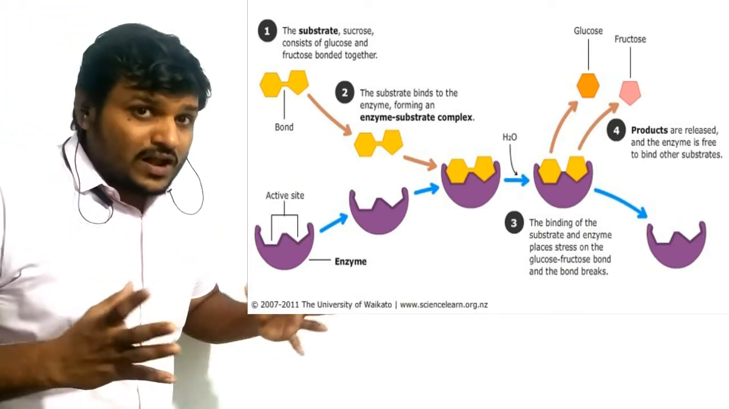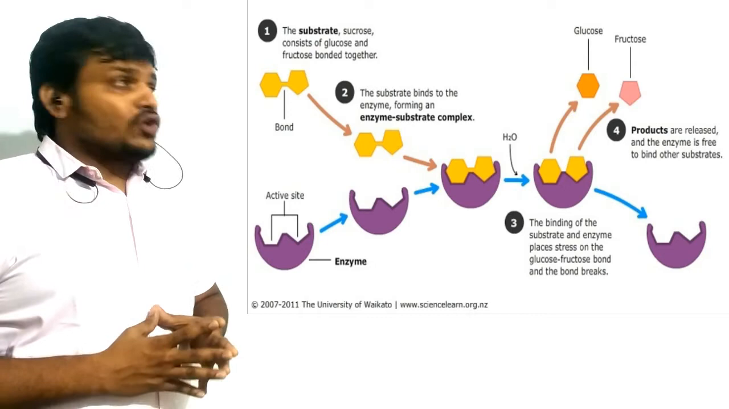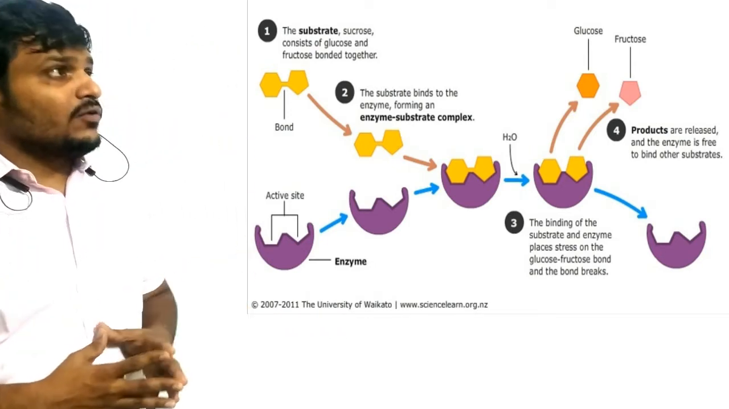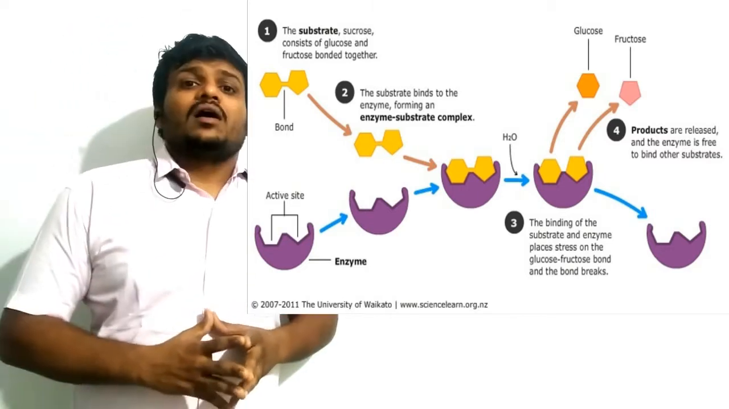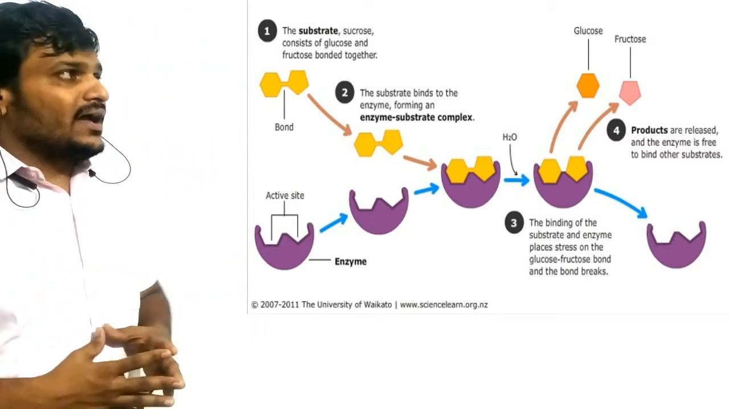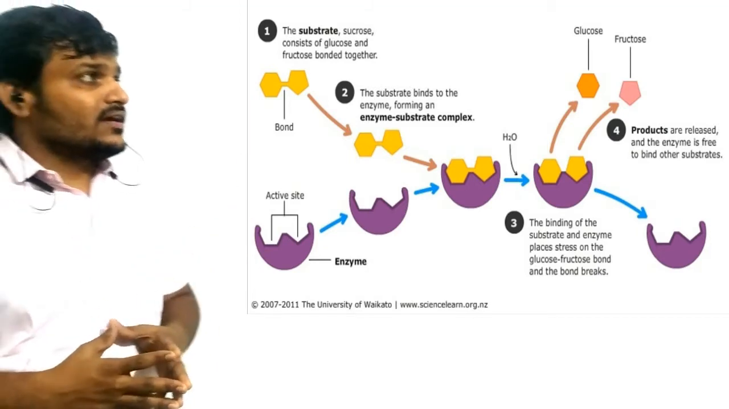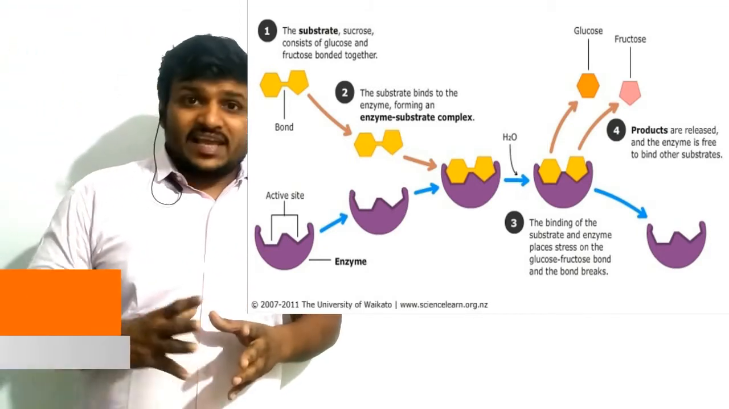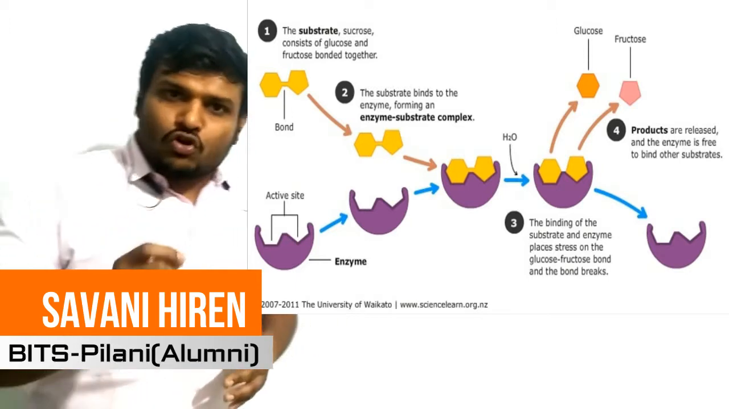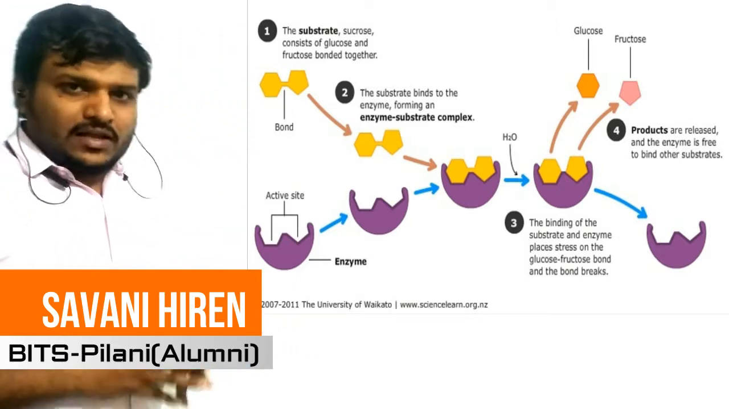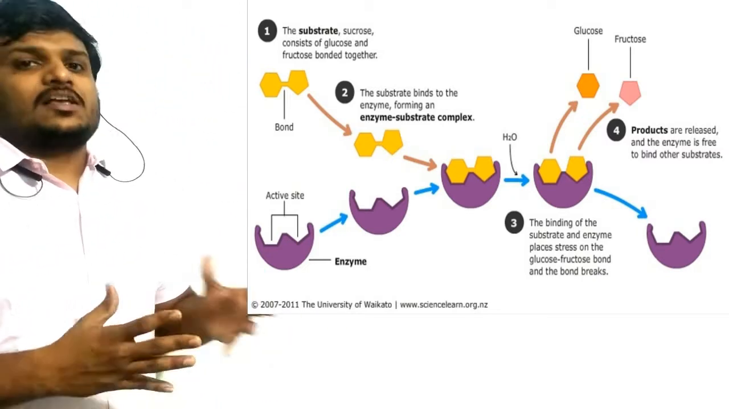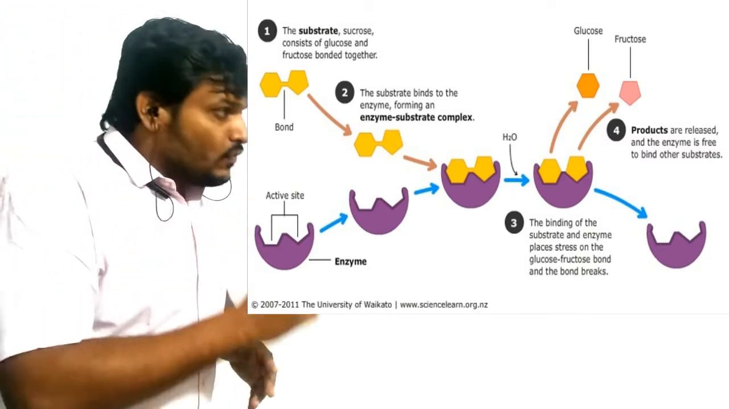And enzymes are very specific. An enzyme can bind only with a particular substrate. Suppose I have one enzyme, sucrase, or I can say invertase. The invertase enzyme will bind with sucrose only. That invertase enzyme cannot metabolize any other substrate. So why is it so?